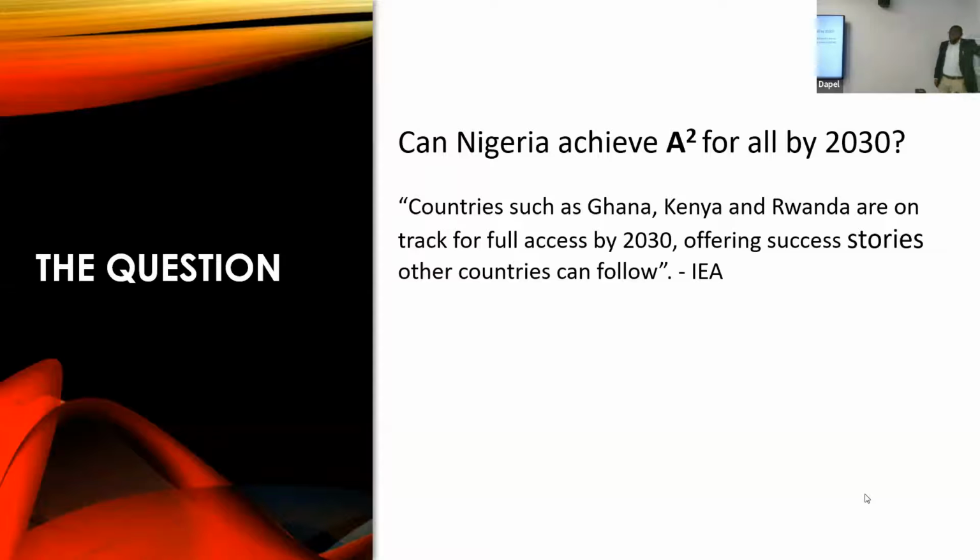So the question is, and this is the question of our session, can Nigeria achieve access for all by 2030? Like, can we have universal access and affordability by 2030? Well, I'm not absolutely sure. It depends. But countries such as China, which is not small in terms of population, are success stories.